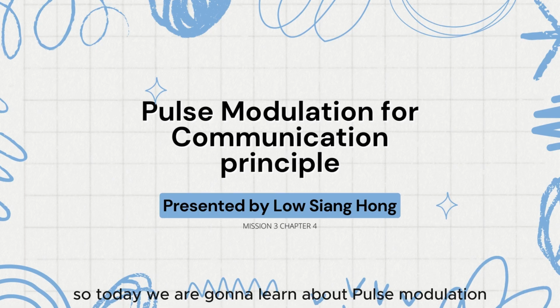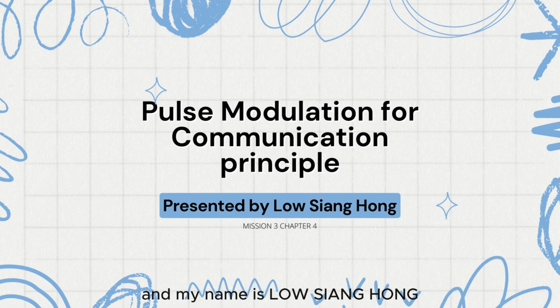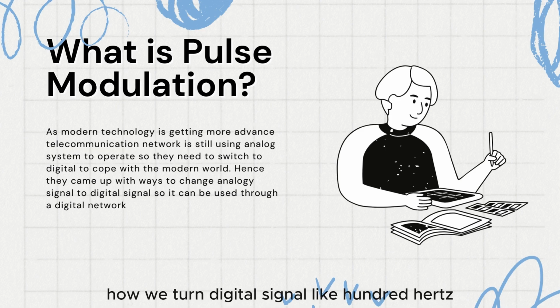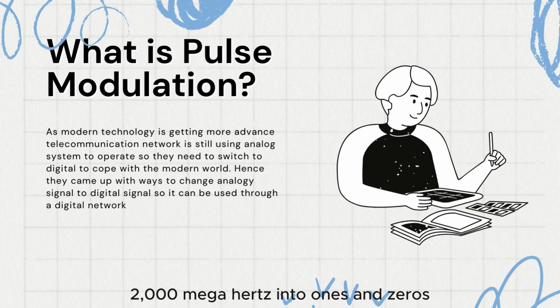Hello, good morning. So today we are going to learn about pulse modulation for communication principles, and my name is Lo Xiang Hong. So what is pulse modulation? Pulse modulation is basically how we turn a signal like 100 Hz, 1000 MHz into ones and zeros. That's all there is to pulse modulation.